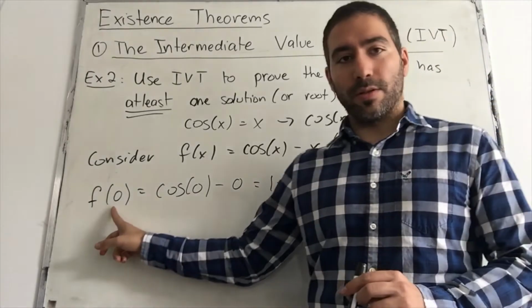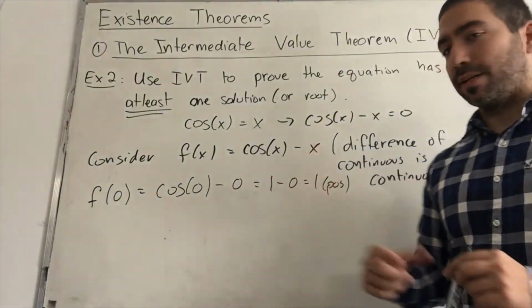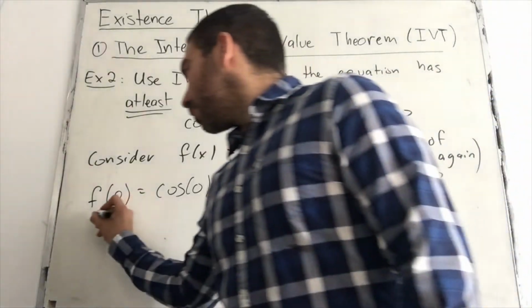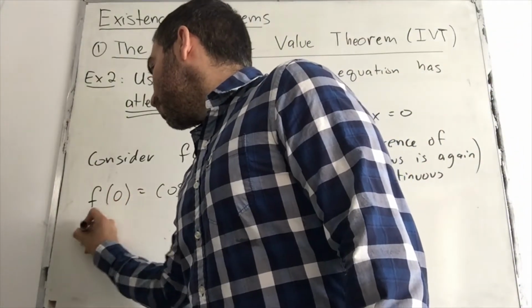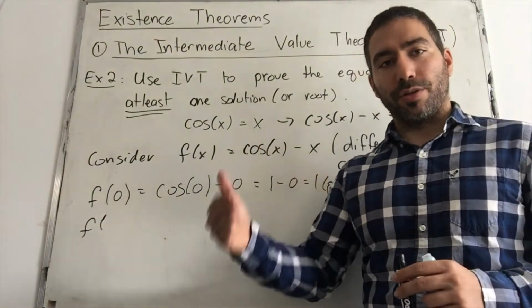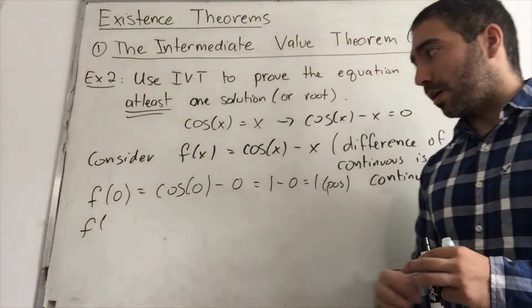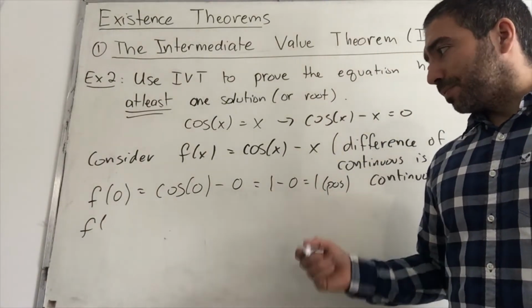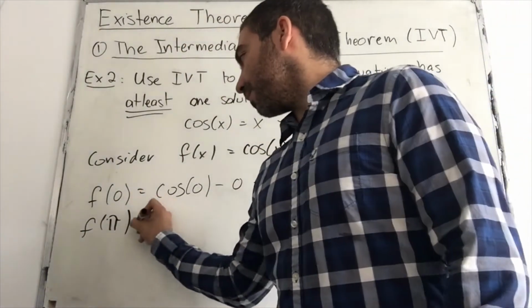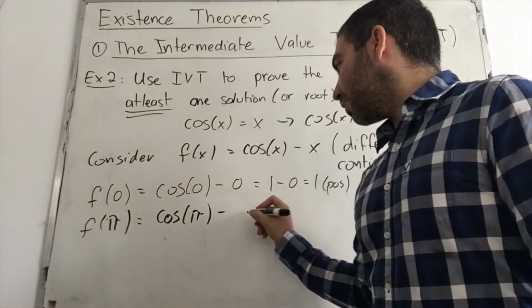So when we plugged in 0, we got a positive answer. Now the next value that we need has to be negative. So what's the next value that we should try? I don't know, it's really up to you. Since you have a cosine, you're probably going to want to choose values that are on the unit circle. So maybe pi over 2, pi, 2 pi or something. Let's go ahead and try pi. If we substitute pi, we have cos of pi minus pi.